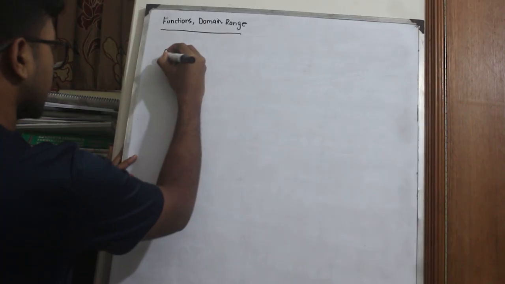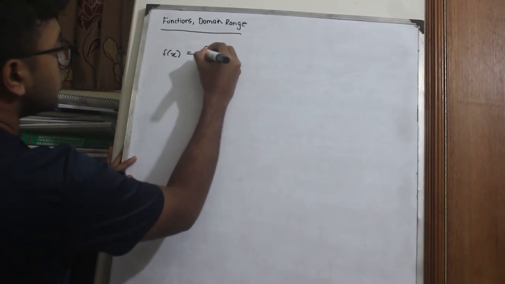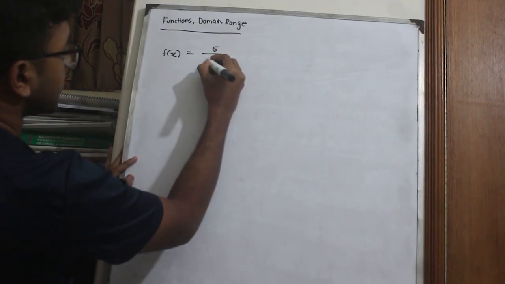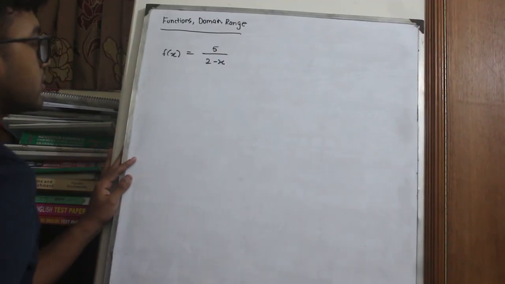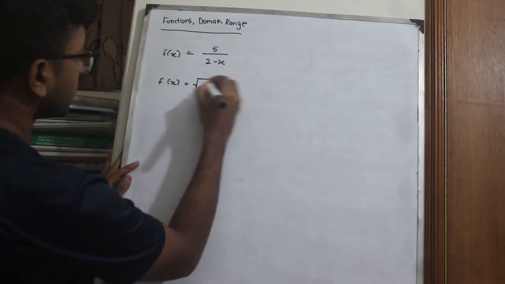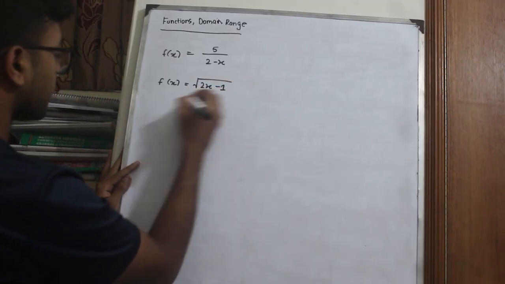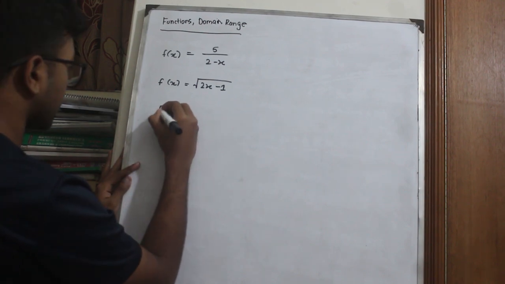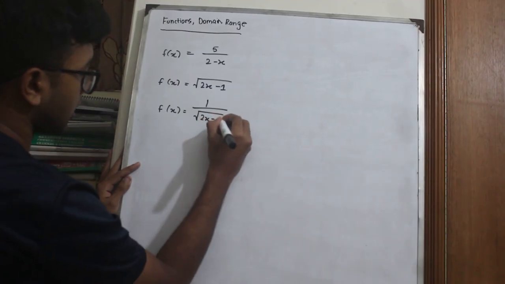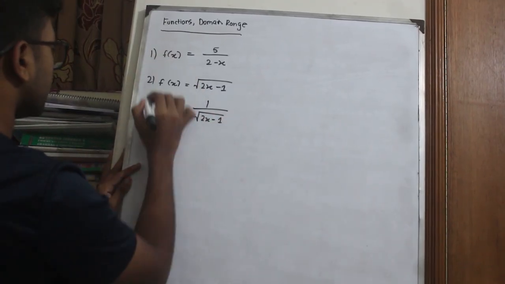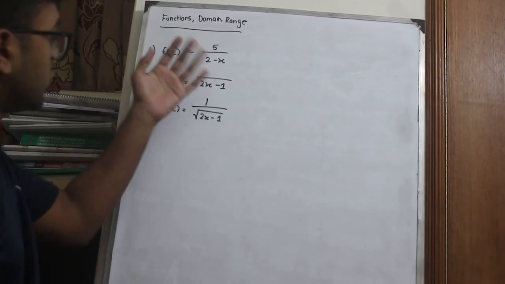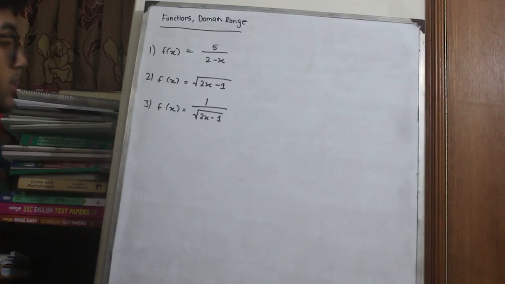Let a function f of x equal 5 by 2 minus x. Let a function f of x equal root 2x minus 1. And then f of x equals 1 by root over 2x minus 1. One, two, three. These are the absolute basics of domain, function and range, and I'll start with number 1.